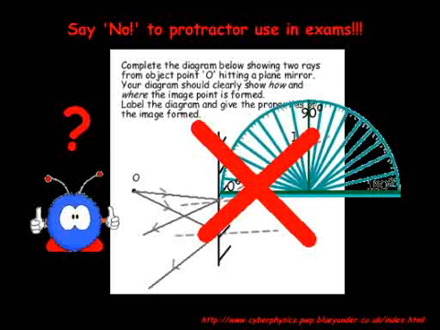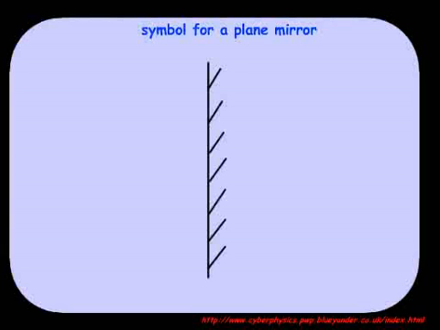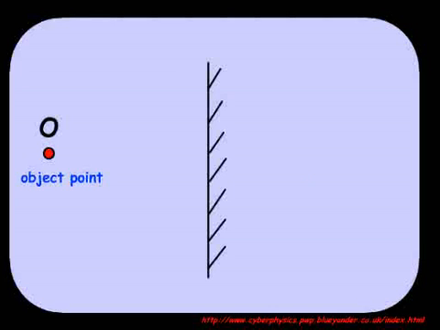We will start with a simple single point diagram. The commonest exam question on this topic asks you to construct the image of a single point object. First of all, draw the symbol for a plane mirror in the center of your page. Do not overdo the shading at the back of the mirror. The chevrons look best when they are widely spaced, and it saves time to draw fewer of them. Now add your object point and label it O.